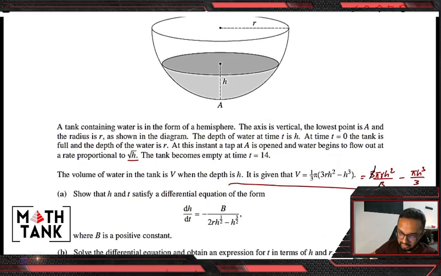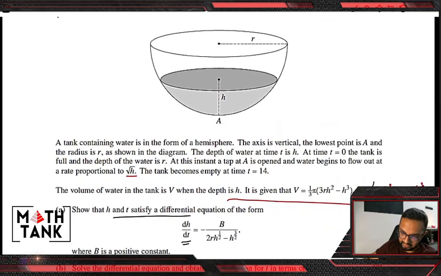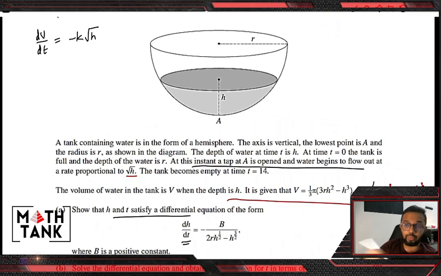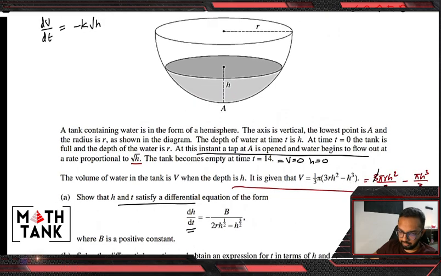It says show that h and t satisfy the differential equation. So I'm talking about rate of change again. What I know is that this tank is losing water, and water begins to flow out. So the outflow of water is dV over dt, and that is given as proportional to root h. I'm going to say minus k root h because it's losing water. That's something also that you need to be aware of. The tank becomes empty at t equals 14, so volume goes down to 0, and h also becomes 0 when I reach time equals 14.